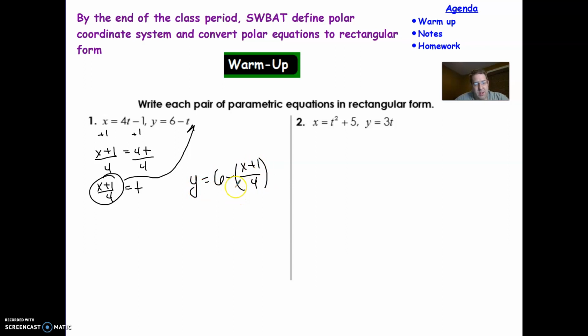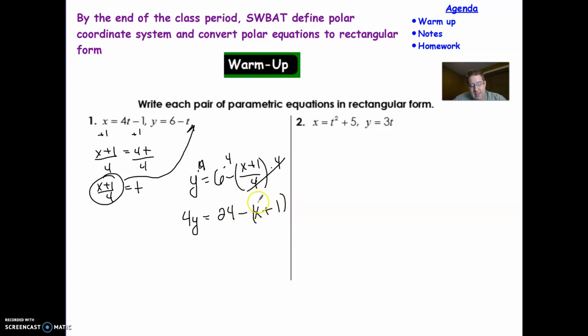Now, the next thing I'm going to do is, I won't want it to be divided, so I'm going to get rid of that by multiplying everything by 4. So 4y equals 24 minus, and then times 4 here just cancels. So you can basically see what I'm doing. This times 4 is 4y, this times 4 is 24, and this times 4 basically just cancels out, leaves you with just x plus 1 in parentheses.